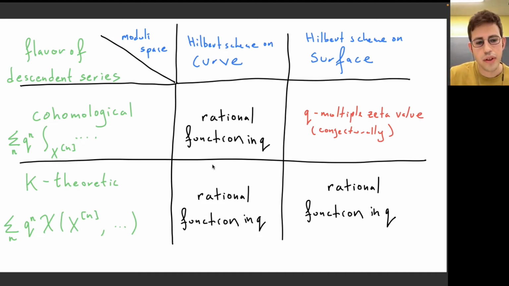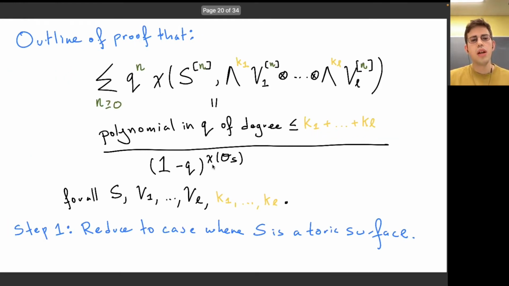Okay, so that's some kind of background on how this result fits into what's known about descendant series for Hilbert schemes. So what now? In the remaining time, I want to talk about how to actually prove this result, so how to show this polynomiality of the K-theoretic descendant series.